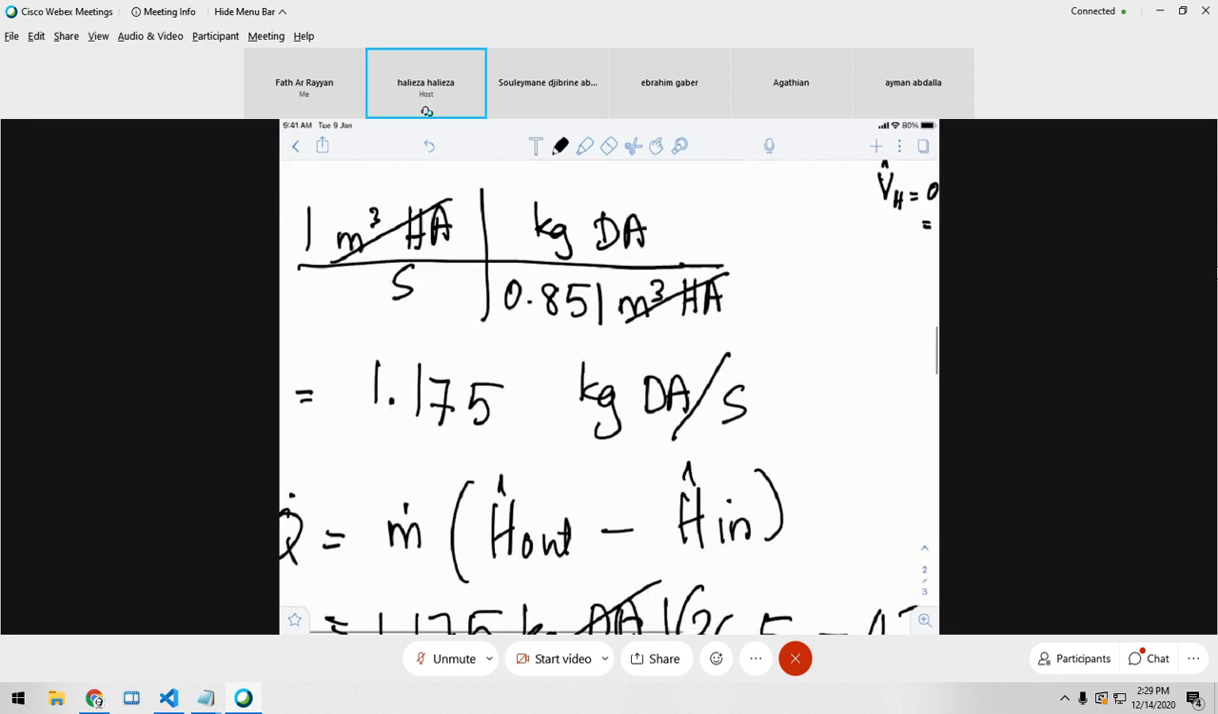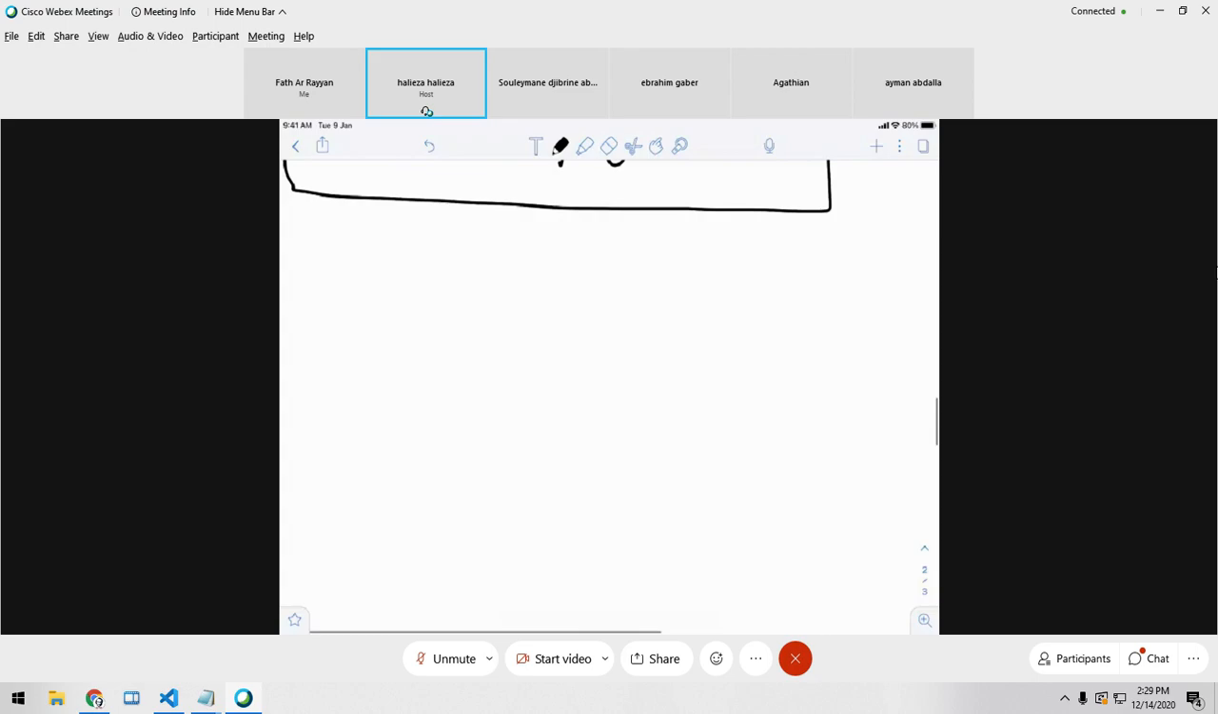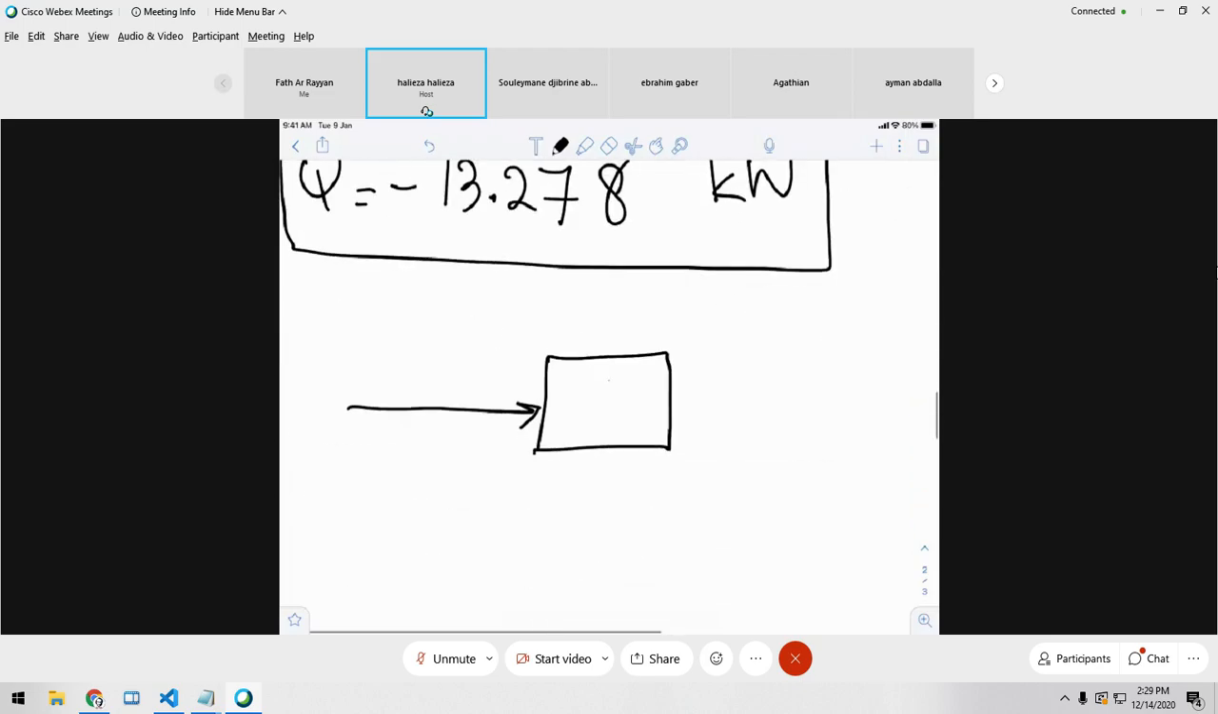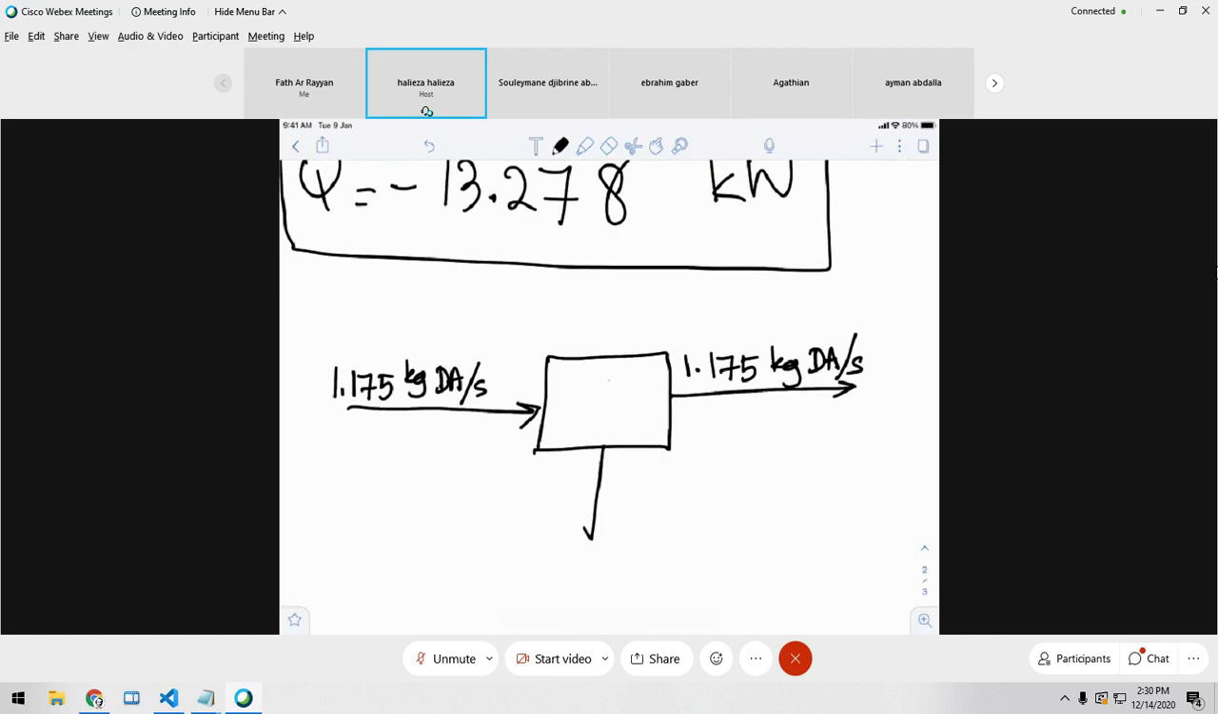So we will draw the diagram. It will look something like this. Your block diagram will be slightly different. Just now the amount of dry air is still the same, 1.175 kilogram of dry air per second. Why is the amount of dry air not changing even though you are condensing? Because dry air is just dry air. Your water vapor is the one that is condensing. So there will be water coming out. This will be the amount of water, kilogram per second of liquid water, condensing.